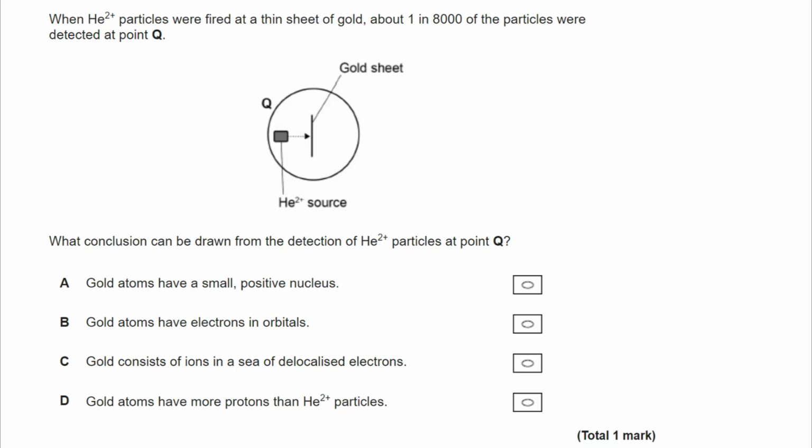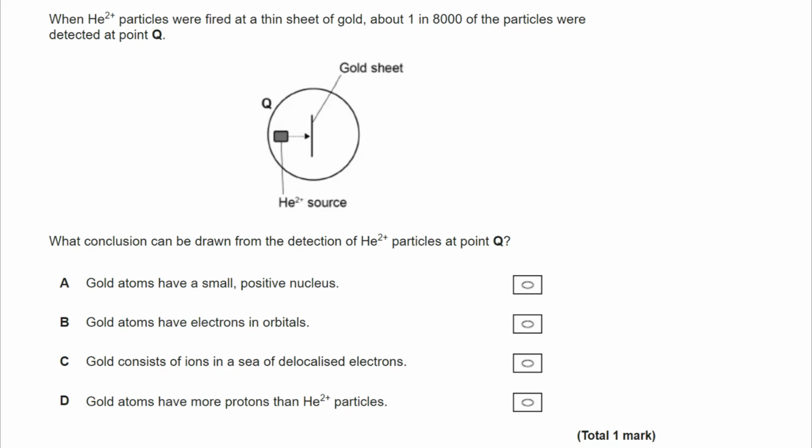So quite a lot of information to take on here. We've got the idea that helium 2+ particles are being fired at a thin sheet of gold, but only about 1 in 8,000 of the particles are detected at point Q. Now, most will pass straight through. The question really is, why is that the case?